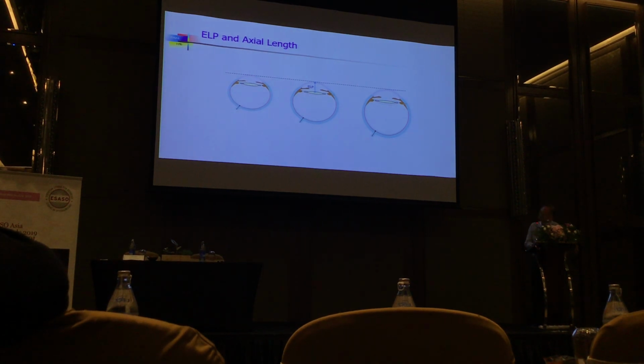The longer the axial length, the more posterior the ELP, as shown here. With different axial lengths, the position of the lens is more posterior for long axial length and more anterior for short axial length. That we know. What about K? The steeper the K, the more posterior. This is the standard K. This is steep, more posterior; flat K, more anterior. But of course, it also depends on the white to white.